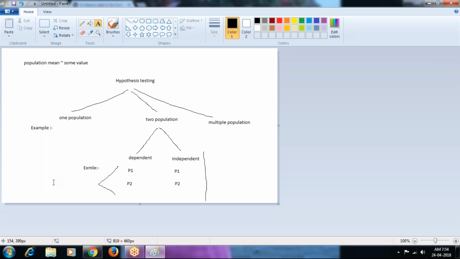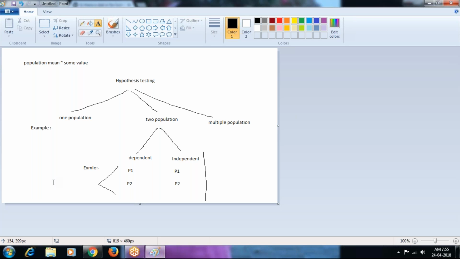Okay, so you will say that the diet course you introduce to the population has a significant impact on the weight reduction or not, right? And you will be setting up the hypothesis testing. How will you do that?